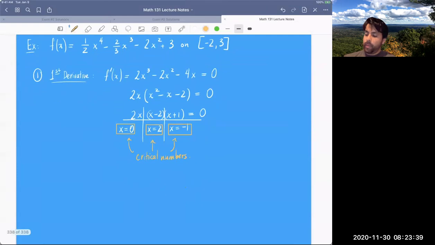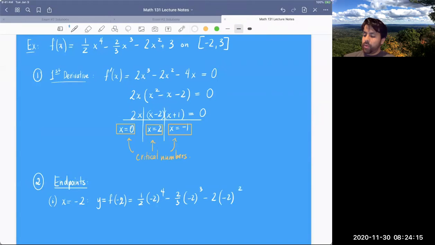And now what do I do? Compare all the y values. So let's look at the endpoints first, and then I'll take care of the critical numbers. My endpoints here are -2, so x equals -2. What's my y value? We'll have to plug it into my function. So I get 1/2 times -2 to the fourth, minus 2/3 times -2 to the third, minus 2 times -2 squared, plus 3.